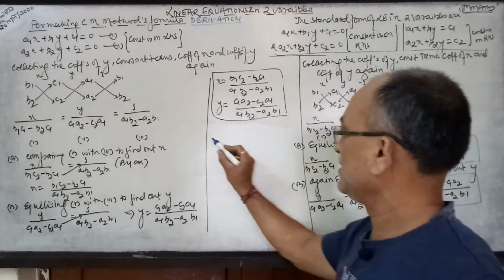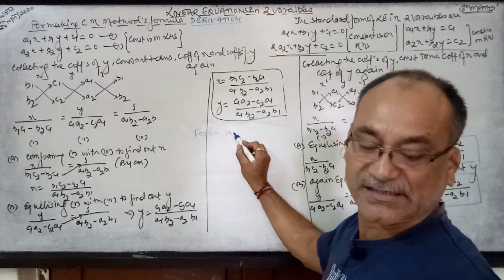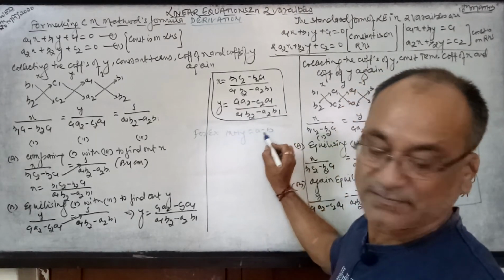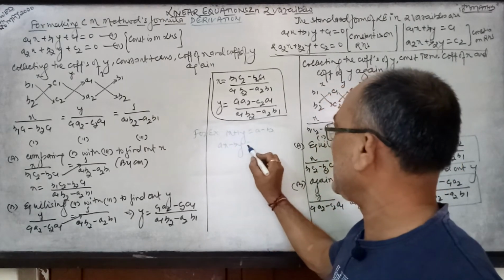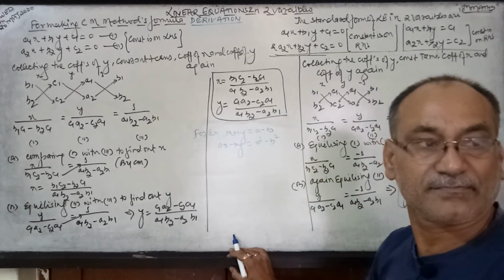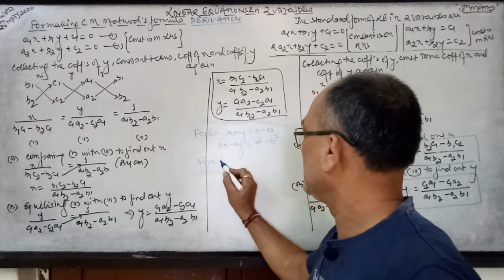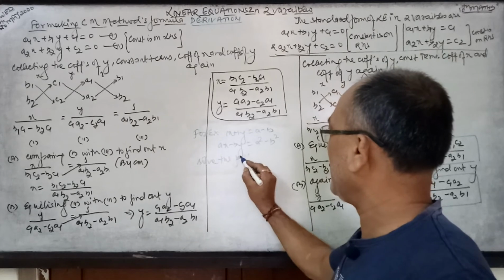For example, 1x plus 1y is equal to a minus b and ax minus by is equal to a square minus b square. And in this, it says: solve the given equations.